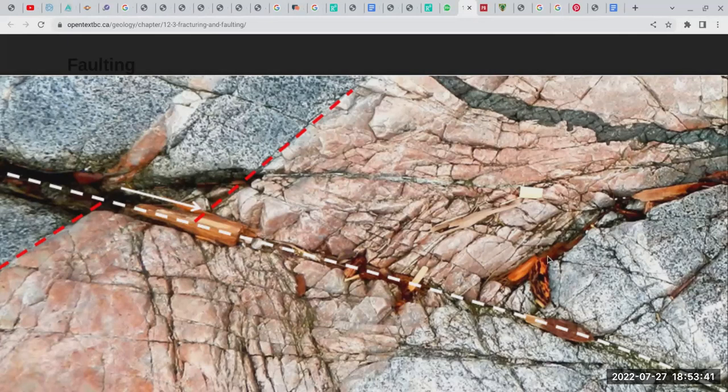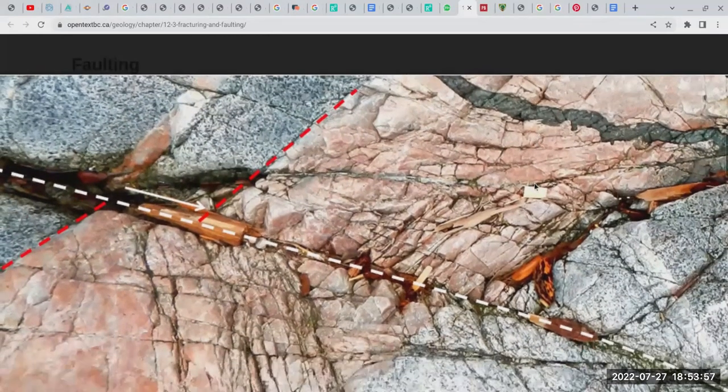Fractures. Very good. These are fractures. Somebody may say, sorry, it's a fault. It's not a fault, it's a fracture. So the weight on this rock now would have caused a fracture that is right here. So those are fractures.